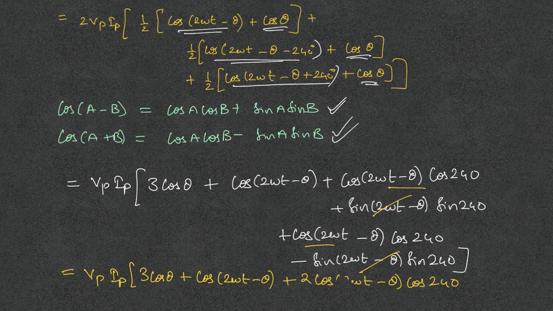So this is where you will get cos 2 omega t minus theta into cos 240 plus sin 2 omega t minus theta into sin 240. And similarly, cos 2 omega t minus theta plus 240, here you will use this expression. So this you will get as cos 2 omega t minus theta into cos 240 minus sin 2 omega t minus theta into sin 240. Now here this expression and this expression will cancel out, and this is appearing twice. So this will be equal to VP IP times 3 cos theta plus cos 2 omega t minus theta plus 2 cos 2 omega t minus theta into cos 240.